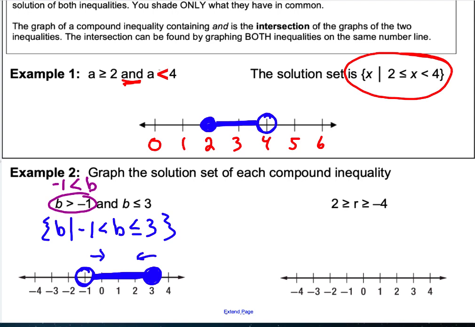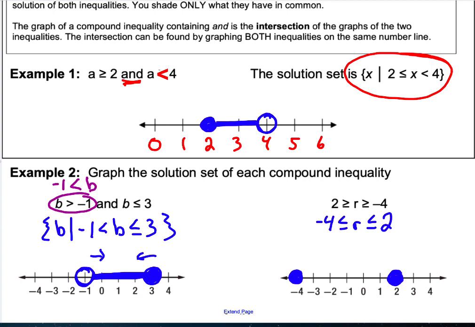So next one, 2 is greater than or equal to r, and r is greater than or equal to -4. This one sounds a little strange, but in reality, it's really just written backwards. We want to put a closed circle at 2, because it's okay to be equal to 2. We want a closed circle at -4. And basically, we want what's in between. So if I were to rewrite this, -4 is less than or equal to r, and r is less than or equal to 2. So we put the smaller number on the left and the larger number on the right, and it makes a little bit more sense for us.